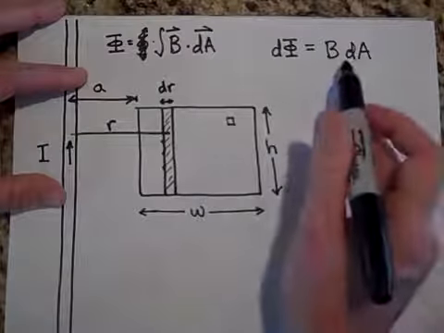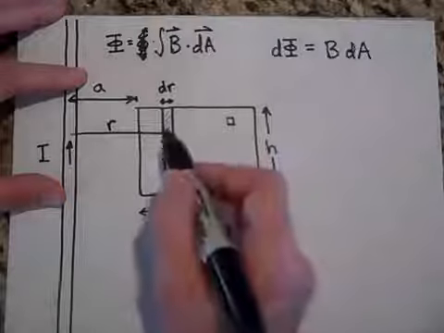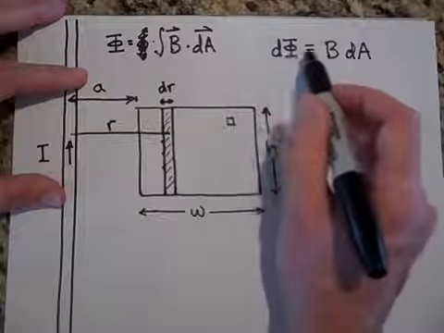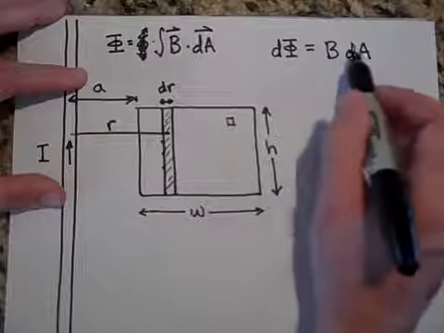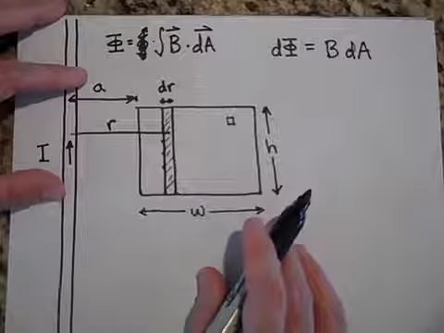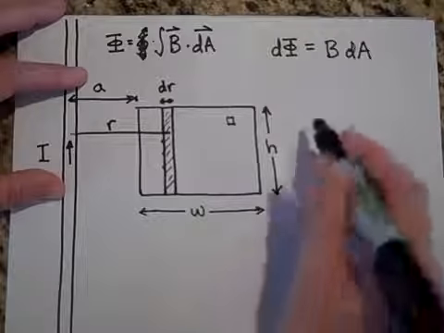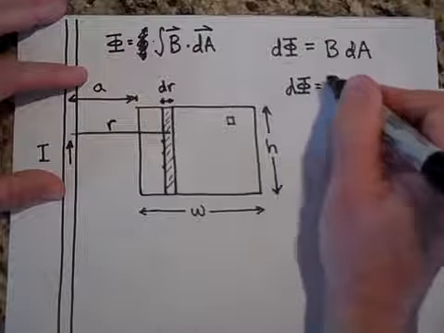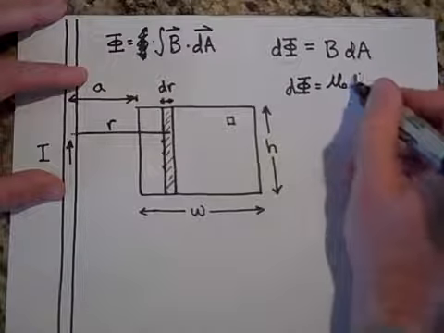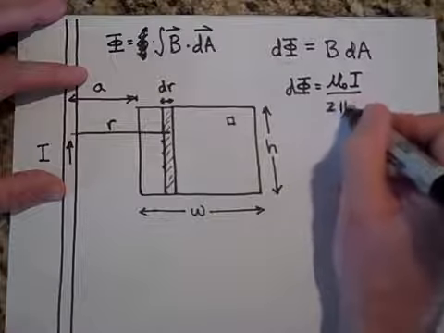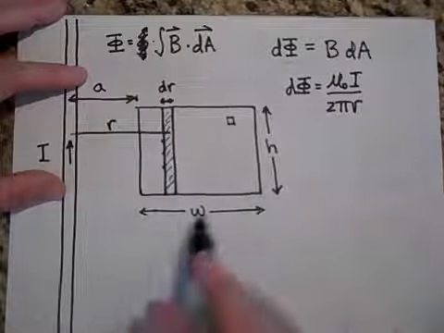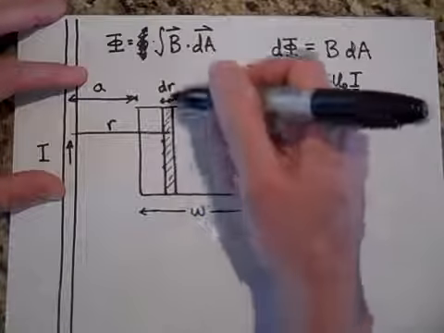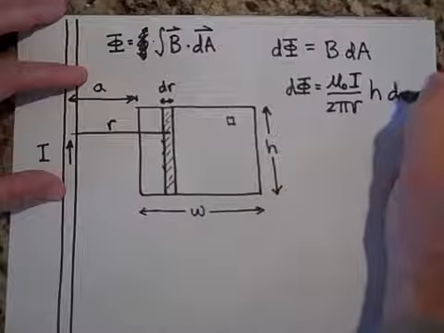Notice I don't have to worry about the dot product anymore, and the B is the same at every point in there. So this is a very tiny flux, not because the B is tiny, but because the dA is tiny. So the little flux is going to be equal to B there, but we've already calculated B there: mu naught I over 2 pi r. And the dA is the height times the width, so it's h dr.